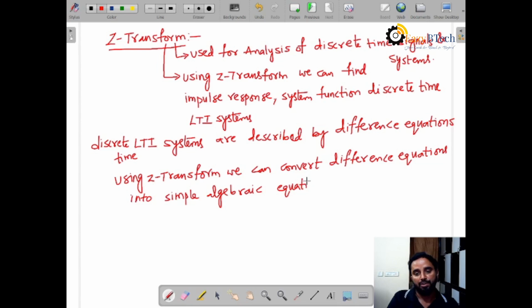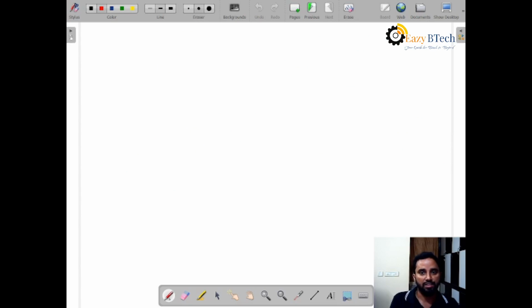So these are the points we have about the Z transform for analysis of discrete time signals and systems. We can find the impulse response, the system function regarding LTI systems, and we can also convert difference equations into simple algebraic equations. Let's see now the definition of the Z transform of a discrete time signal.